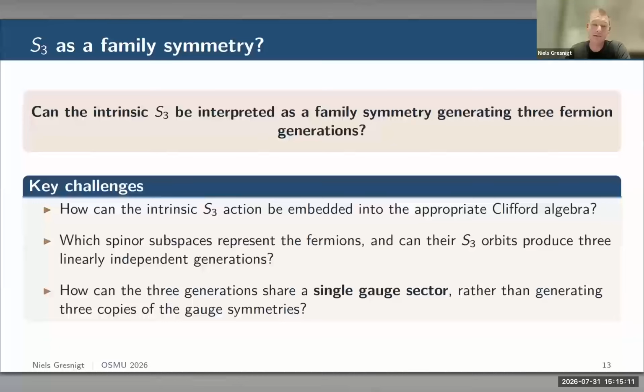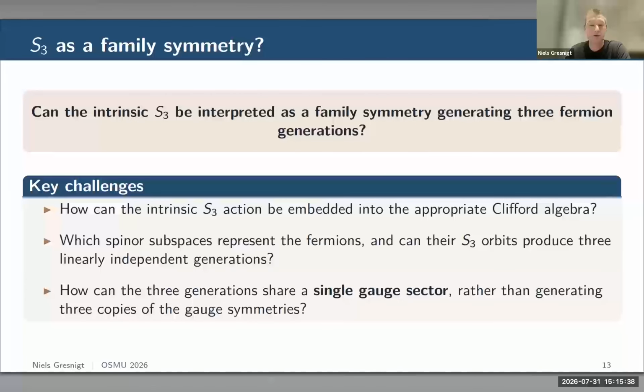And how do we embed those S3 automorphisms into the appropriate Clifford algebra, which turns out to be CL8? And then how do we choose the spinor subspaces to represent the fermions in such a way that when we apply the S3 symmetry, it generates three linearly independent generations? And at the same time, how can we ensure that the gauge sector is not triplicated?